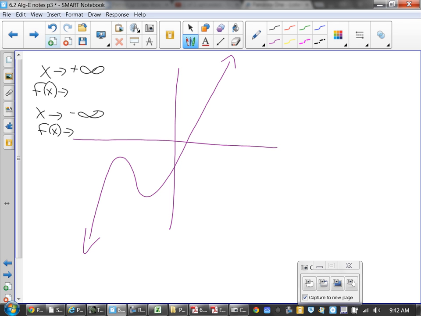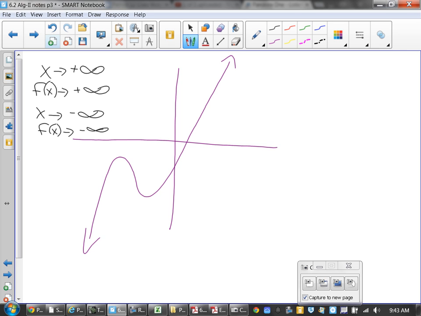So, as the x values get bigger and bigger and bigger, what's the graph doing? Is it going up or down? It's going up. So what is it approaching? Infinity. Positive infinity. In this graph, as x gets smaller and smaller and smaller, where's it going? Down. So what's it approaching? Negative infinity.